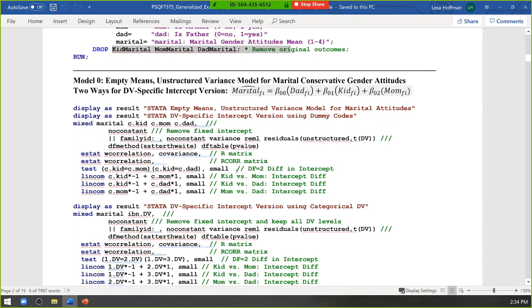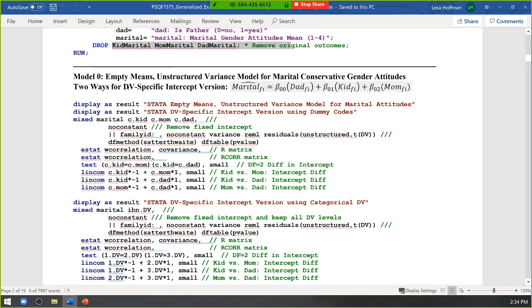So here is your first example of fitting a model that has DV-specific intercepts. So we're taking out the general intercept column of 1s, and we are putting in 3 dummy codes that give a custom intercept to each outcome. So in Stata, the magic happens right here. There is a comma after the predictors that then launches it into options. No constant is the option to remove the general intercept.